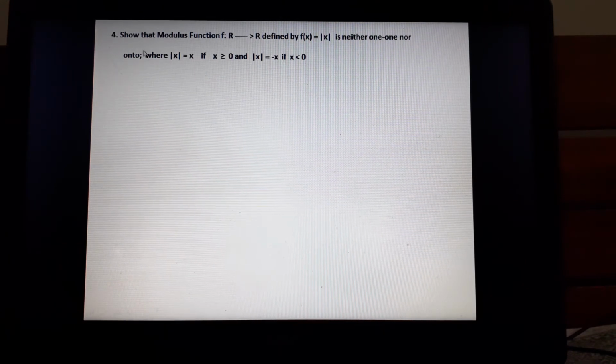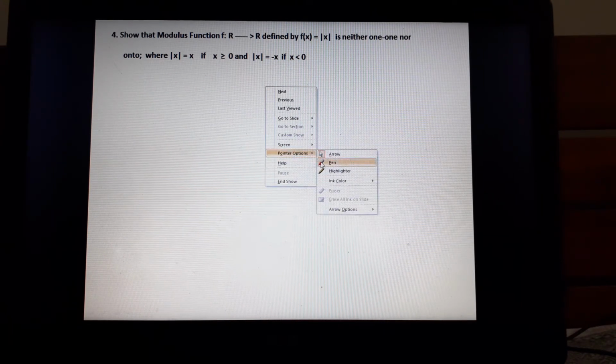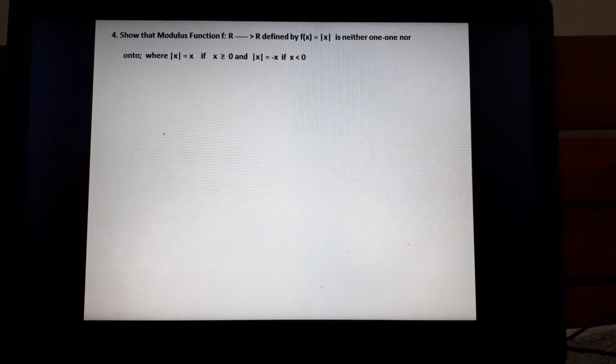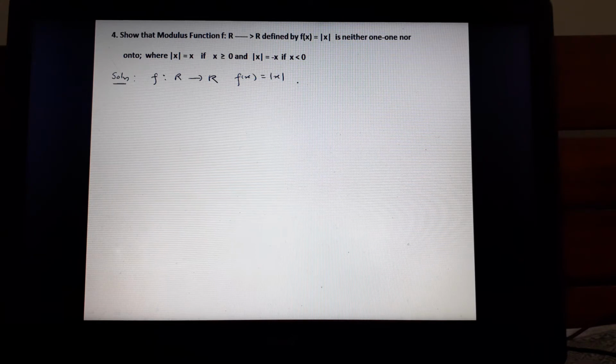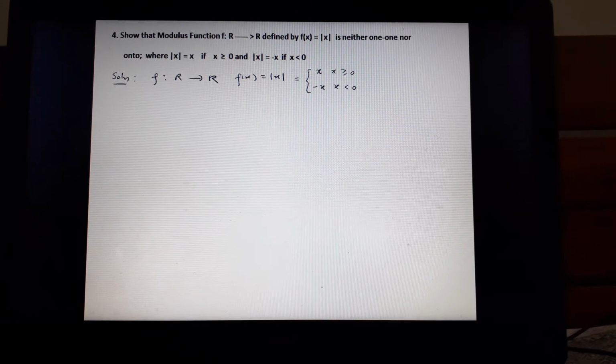Next question. Same way, show that the modulus function f from R to R defined by f of x equal to mod x is neither 1-1 nor onto. So this also is the same. Whenever you want to show that it is not 1-1 or not onto, I have already told you, just give one example. So here f is from R to R defined by f of x equal to mod x. Mod x means actually x for x more than or equal to 0, and minus x for x negative. Last year you have studied this mod function.